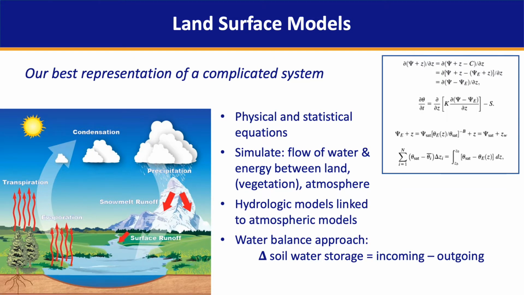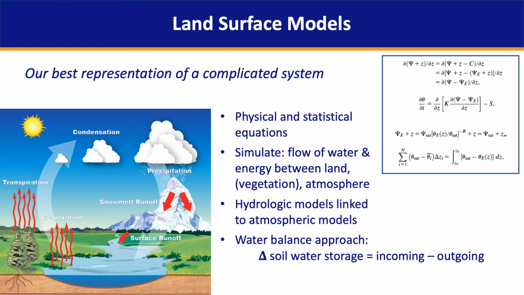So what models are we talking about? Well, these are land surface models, or LSMs, you might hear of that, and they are our best representation of a complicated hydrologic system. So in these models, there are physical and statistical equations used, as you can see there on the right. Pretty complicated. If you can read that, you're in the club.